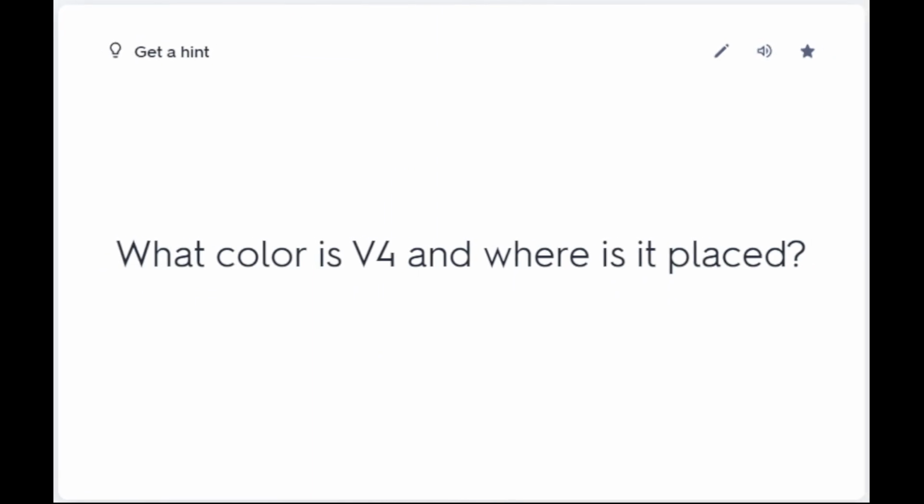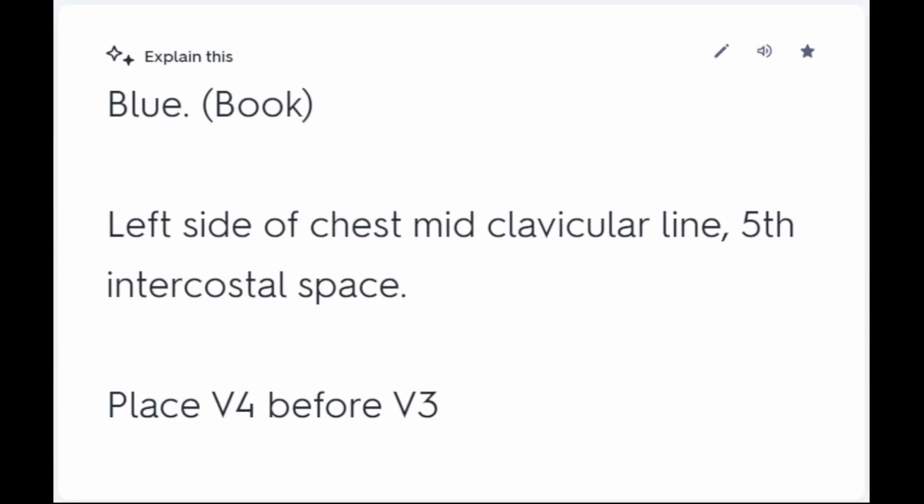What color is V4 and where is it placed? Blue, left side of chest, mid-clavicular line, 5th intercostal space. Place V4 before V3.